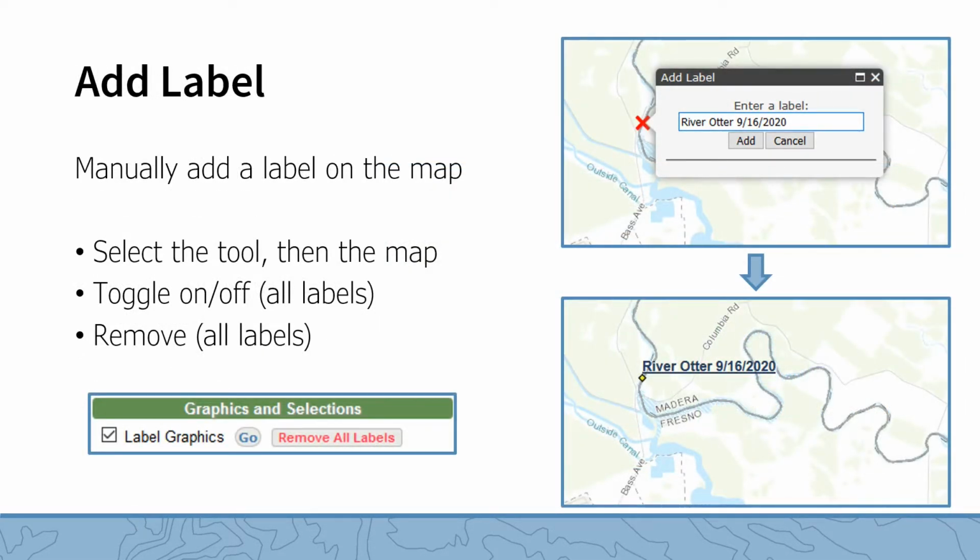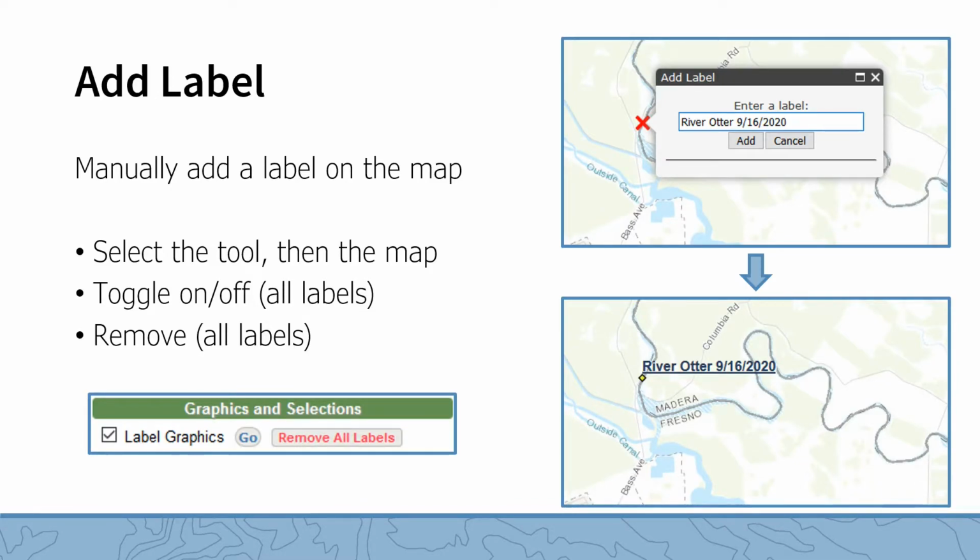The Add Label tool can be used to manually add a label to the map. With the tool active, click on the map to create a label at that location. A window will open allowing you to enter your text. Then press Add to create the label, or Cancel to close the tool.